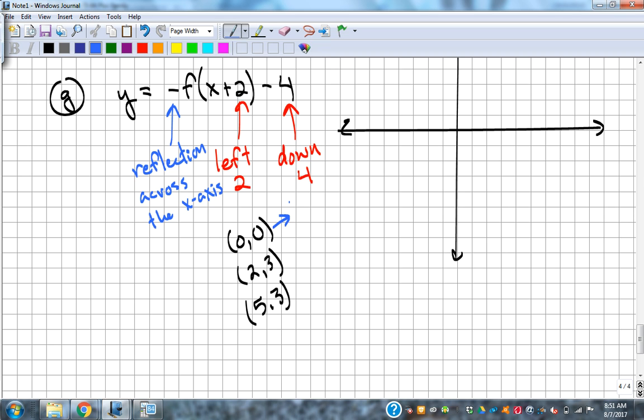So if I reflect 0, 0 across the x-axis, does it move? Where's 0, 0 at? On the x-axis. Technically, it's on the y-axis too. But it doesn't move any if I reflect it. But then if I move it left 2, what's the x value become? -2, right? Because if you're going to the left from 0, 0, left 2 would be here, right? -2. And then down 4, and it's going to be right there. Okay, so we have -2, -4.